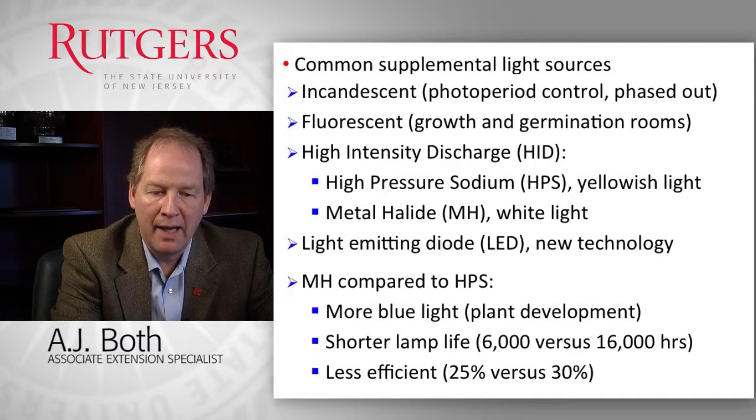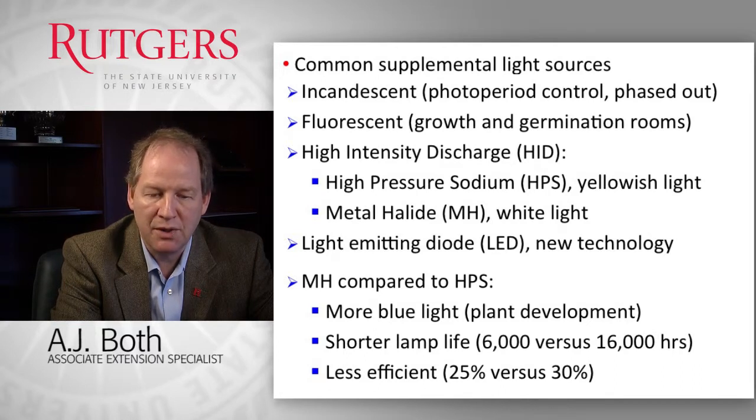When you compare metal halide lamps to high pressure sodium lamps, the metal halide lamp typically produces a little bit more blue light, which can be important for certain developmental aspects of plant production. But metal halide lamps also have a shorter lamp life and therefore need to be replaced more often, and that can of course add to the cost. They're also a little bit less efficient, perhaps 25% versus 30% for the high pressure sodium lamp.